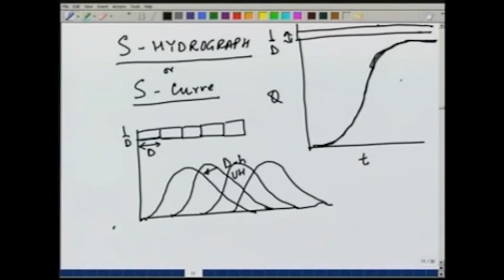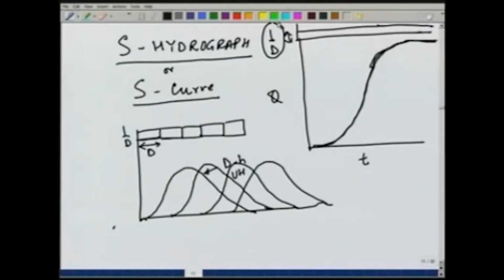This is known as the S curve, and it represents the direct runoff due to intensity 1 by d centimeter of rainfall occurring over the whole catchment for infinite time. Now, once we have this S curve, we can derive the runoff for any duration which is not a multiple of d.